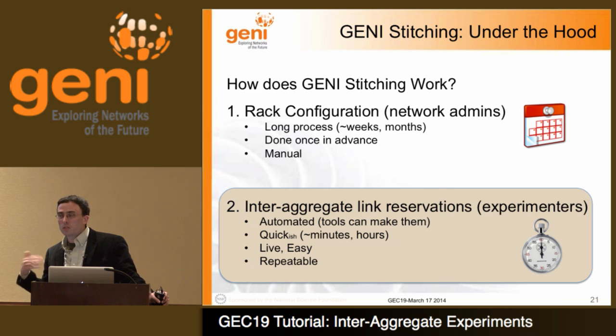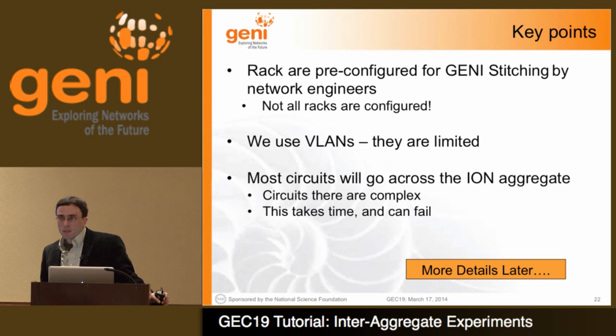There's two pieces to stitching. The first piece is the thing that all the network engineers do in advance, and the second piece is the piece that you're doing of actually using all the work of the network engineers. The thing to understand is that GENI stitching gets set up in advance by the network engineers for you by configuring all the racks to have a path to the GENI backbone and to the other racks. And this path uses VLAN tags. That's the mechanism we use to give you your own private layer 2 network.